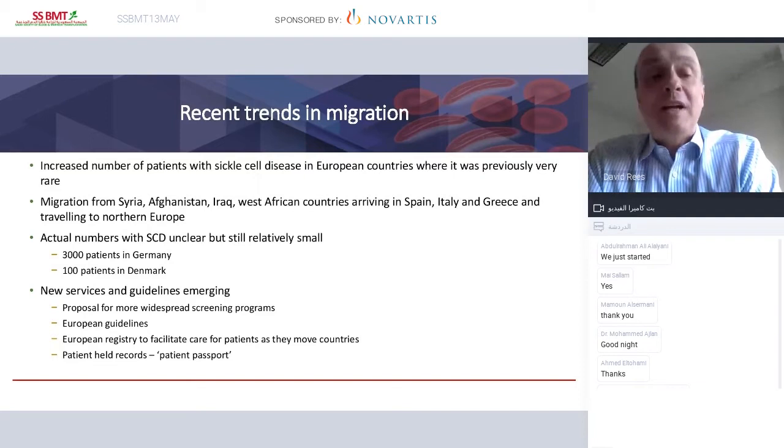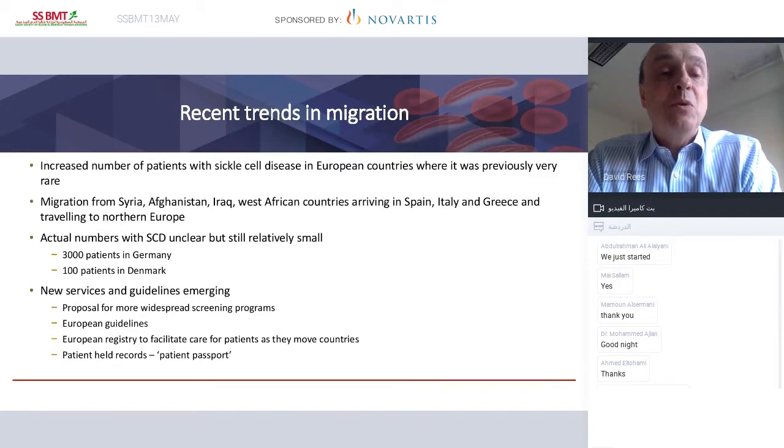The numbers in the UK have been fairly stable. There are about 15,000 patients in the UK with sickle cell disease. But in Germany, say, the numbers have gone from a handful, from 50 or 100, to 3,000 in a few years, which is, again, not a huge number, but they require quite a lot of medical care and attention, so services are having to be developed.